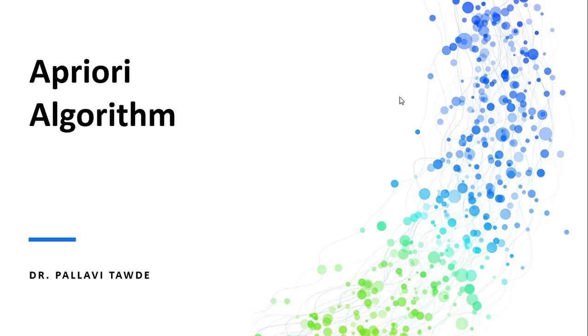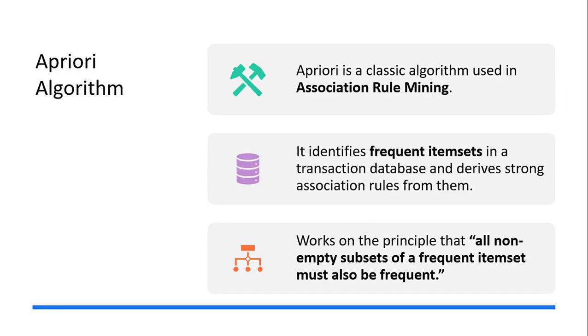Hello all, in this video we are going to learn about the Apriori algorithm. Apriori is a classic algorithm used in association rule mining. It identifies frequent item sets in a transaction database and derives strong association rules from them. It works on the principle that all non-empty subsets of a frequent item set must also be frequent.